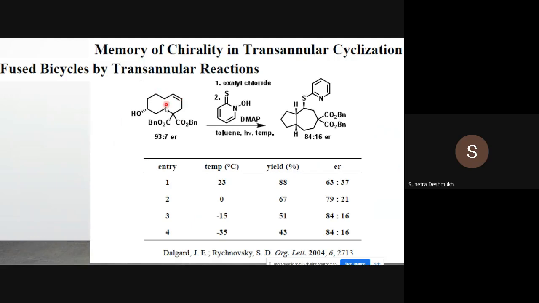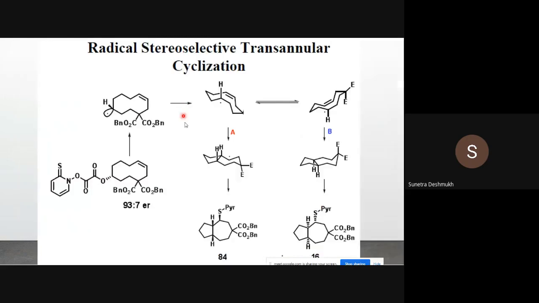So again here are some different examples they have given. Again there is a 10-membered ring with a carbon-carbon double bond, with different reagents given. And you can see over here how a 5-membered ring fused with a 7-membered ring, 7-membered and 5-membered fused rings, we can synthesize from the 10-membered rings. So this is the beauty of this transannular reaction.